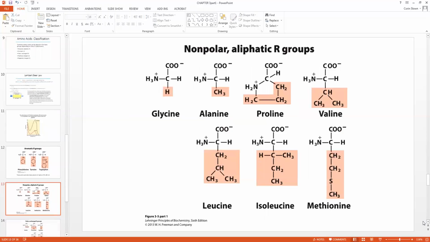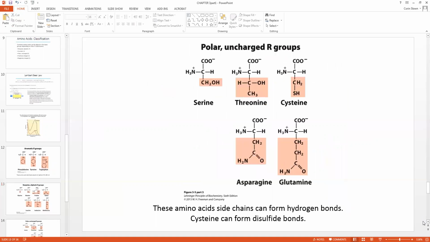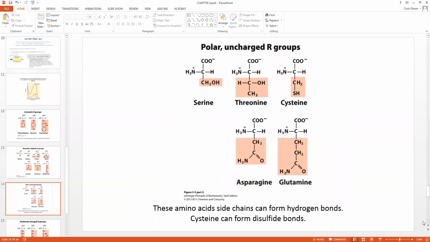If we take a look at other types of amino acids, we can actually see here our nonpolar aliphatic R groups. So again, we're seeing predominantly carbons and hydrogens. All of these are going to result in nonpolar interactions. Obviously, though, these molecules are going to occupy space differently. And then if we take a look at our polar uncharged R groups, those are molecules like serine and threonine that have this hydroxyl group, or cysteine, which has the sulfur or the mercapto group, as well as asparagine and glutamine. These amino acids all have the ability to form hydrogen bonds, and cysteine has the ability to form disulfide bonds.